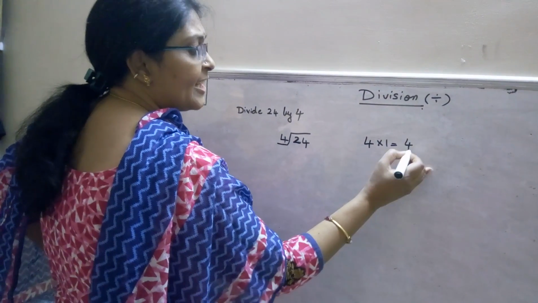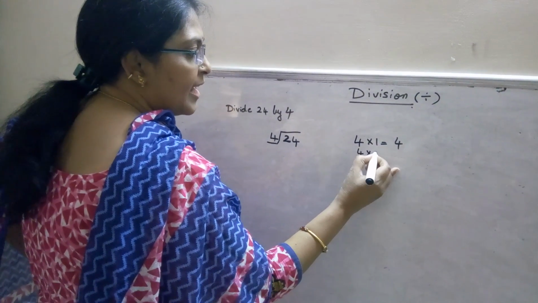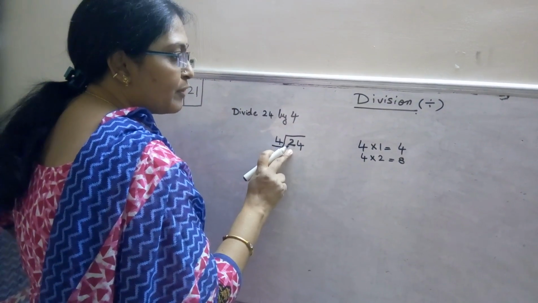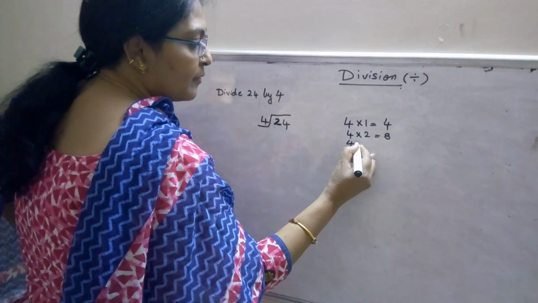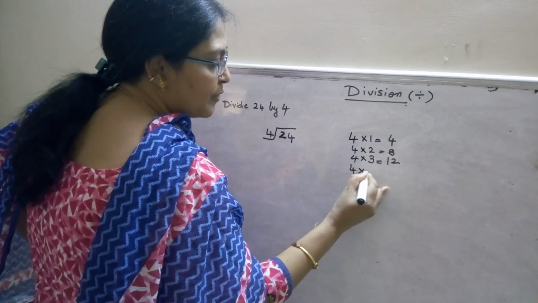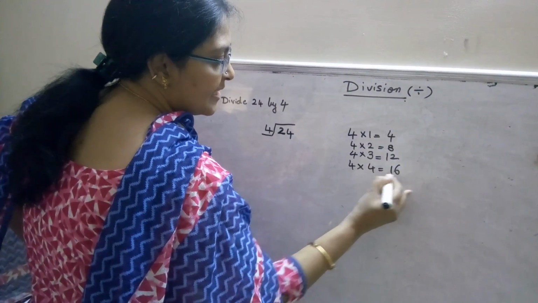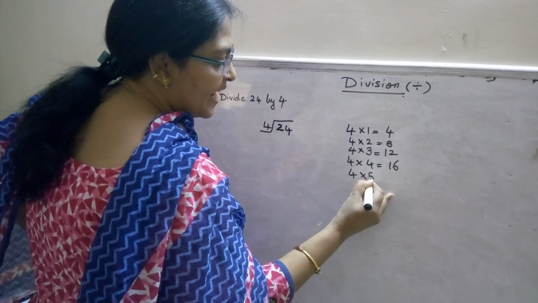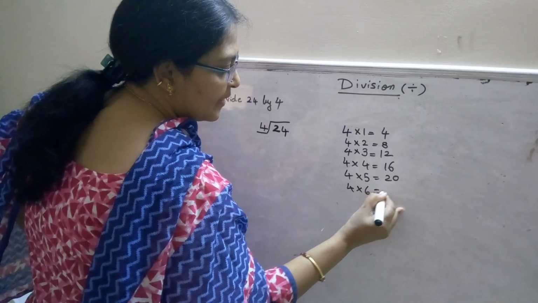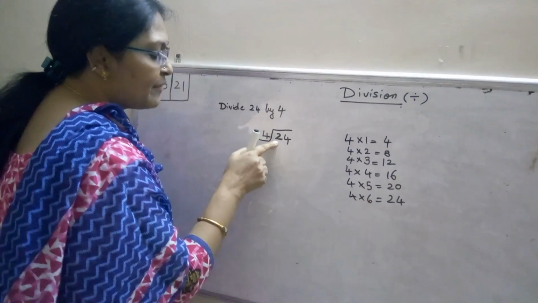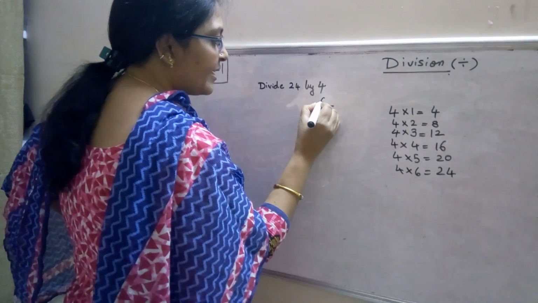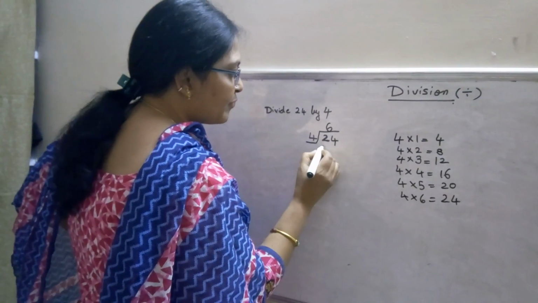So start writing the table now. 4 2s are 8, up to 24. Till you get 24 you have to write the table. 4 3s are 12. 4 4s are 16. 4 5s are 20. 4 6s are 24. Yes, you got 24. Now where are the 4 6s? You will write the 6 here and write 24 below this.